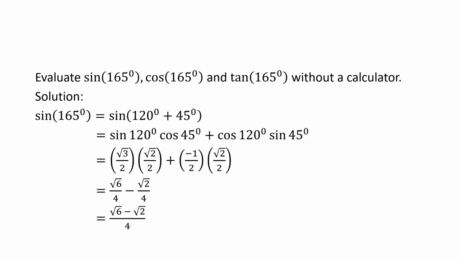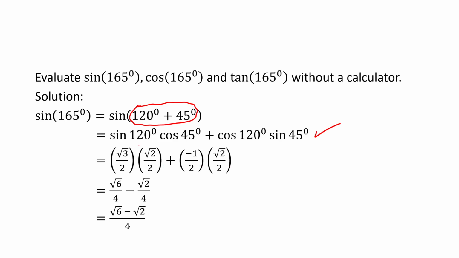Now, the sine of 165 degrees is definitely the sine of 120 plus 45 degrees. Well, the sine of A plus B is sine A cos B plus cos A sine B. So we can just plug those numbers into the formula like that, letting A be 120 degrees, letting B be 45 degrees. If we do that, we have root 3 over 2, root 2 over 2, plus negative 1 over 2, root 2 over 2.